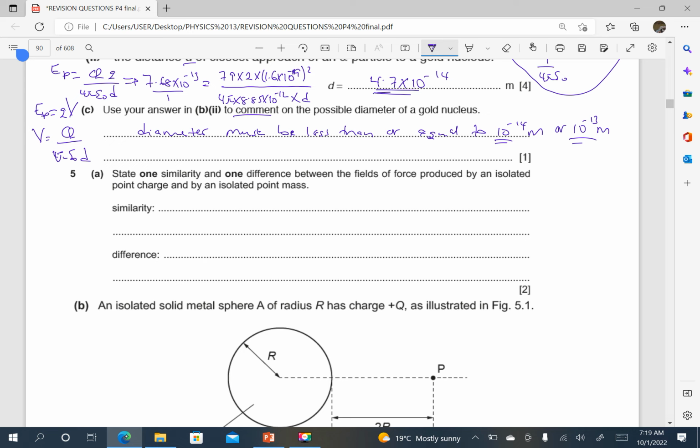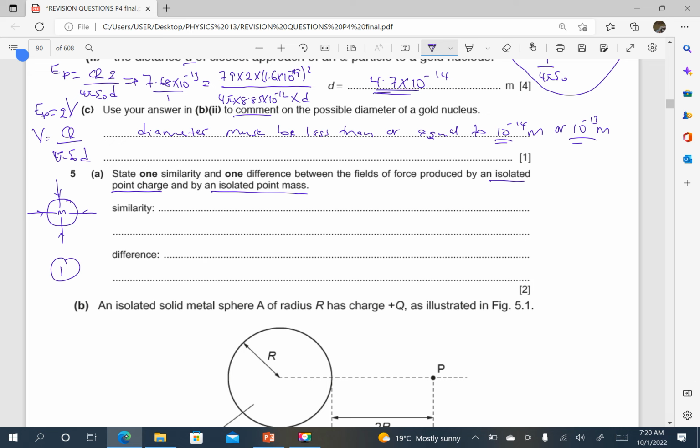State one similarity and one difference between the fields of force produced by an isolated point charge and an isolated point mass. So note, from what we have already seen in gravitation, if we have an isolated point mass, we know that the field lines are radial and they move towards the what? Towards the mass. This is if I'm considering the mass.